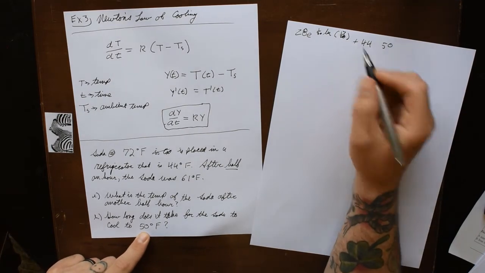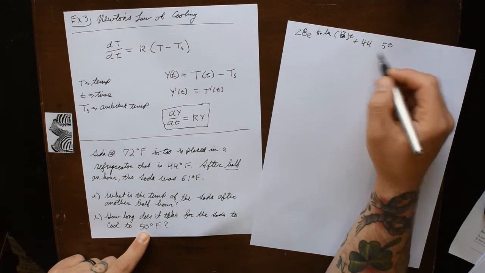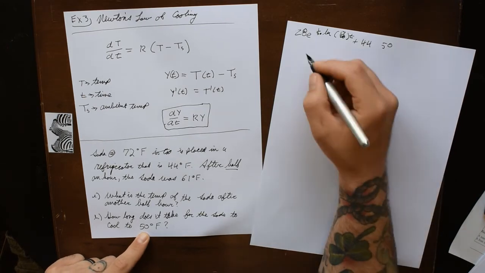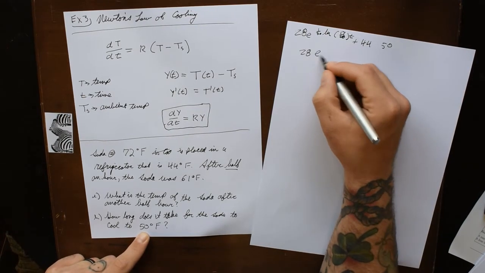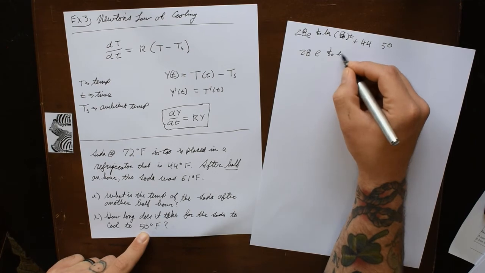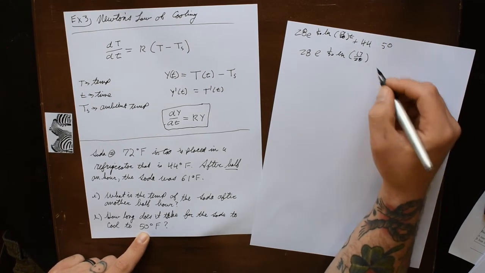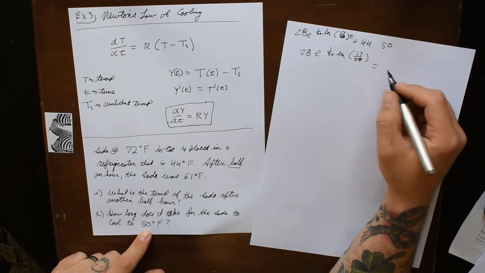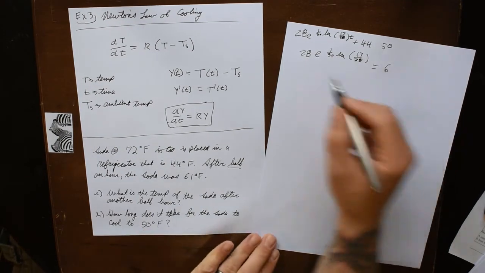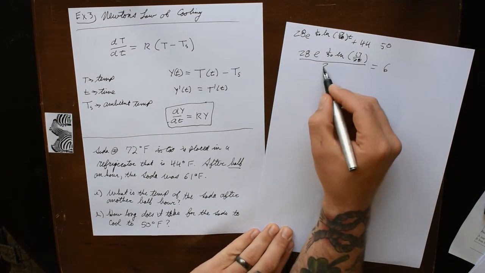We need t in there. We're just trying to solve for t the way that we have been. 28 e to the 1/30th of the natural log of 17 over 28 times t. Subtract 44 from both sides. That's got to be equal to 6. Divide by 28 on both sides.